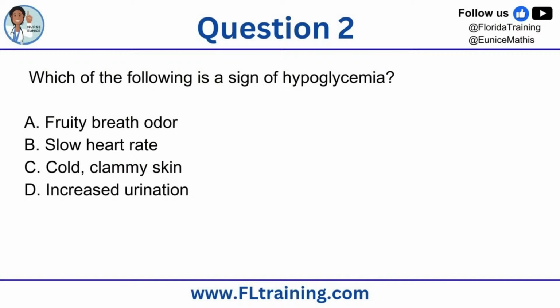Question 2. Which of the following is a sign of hypoglycemia? Would it be A, fruity breath odor, B, slow heart rate, C, cold, clammy skin, or D, increased urination? And I'll give you a few moments to answer this question also.